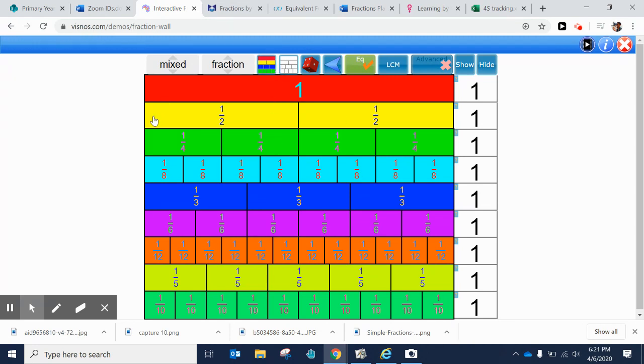And if we look at half, I'm going to write a half here. Do it in yellow. There we go. 1/2. We can see that that is equivalent to how many quarters? That's right, 2 quarters. And we can also see that 1/2 and 2 quarters is equivalent to how many eighths? 4 eighths.